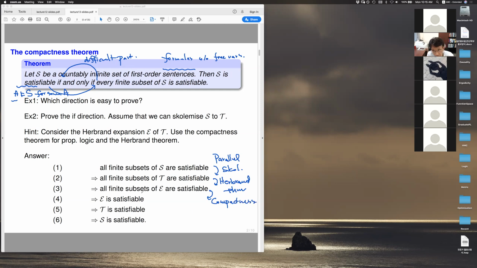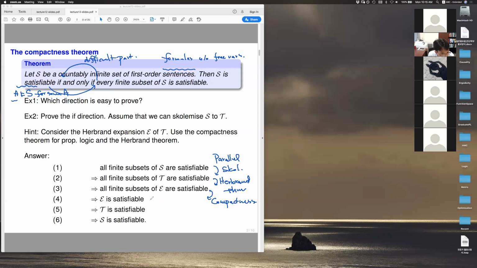Because if we only have these Herbrand expansions, there are no variables at all. There are only ground terms and ground literals in first order logic. In that case, things can be regarded as propositional logic formulas. So we can apply the compactness theorem for propositional logic. Going from 3 to 4 is the compactness of propositional logic.